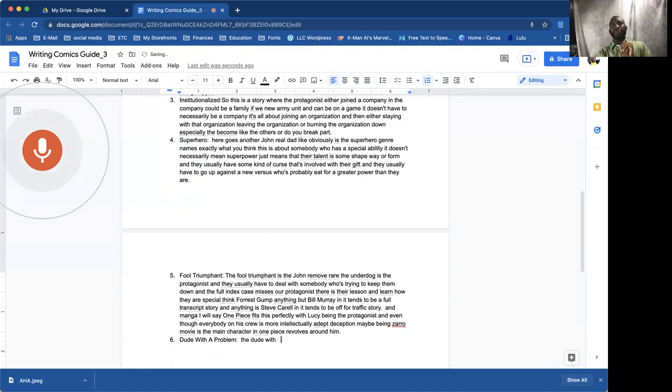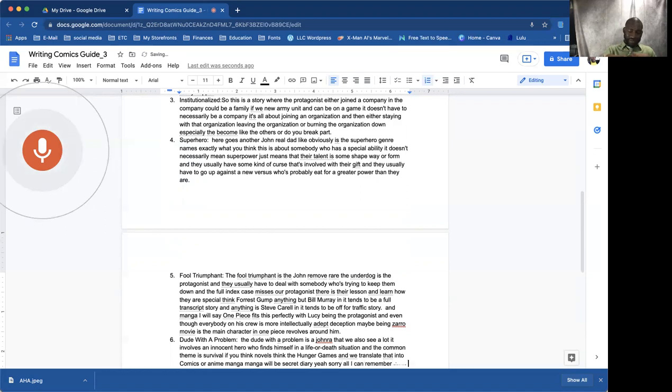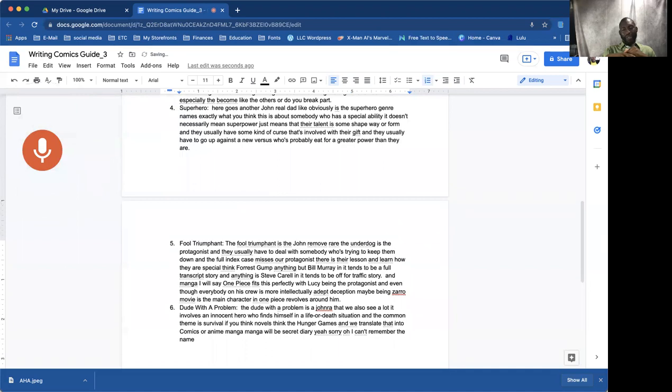The dude with a problem is a genre that we also see a lot. It involves an innocent hero who finds himself in a life or death situation, and the common theme is survival. If you think novels, think The Hunger Games, and if we translate that into comics or anime manga, a good manga would be Secret Diary, Chaos Diary. Oh, I can't remember the name. But it's about survival.